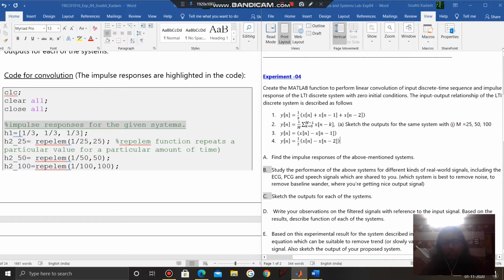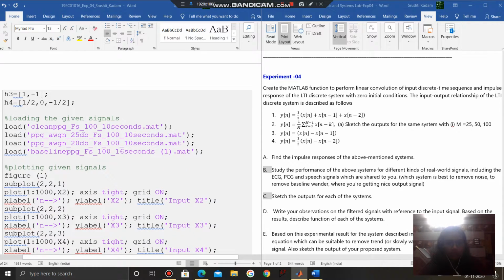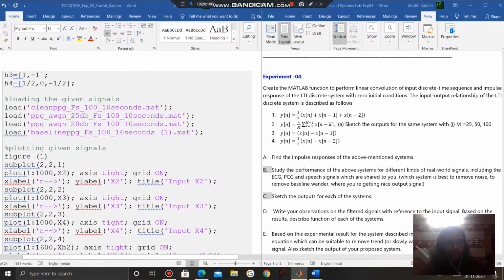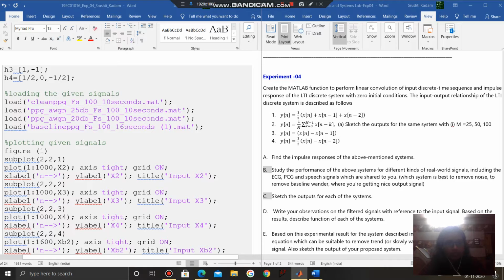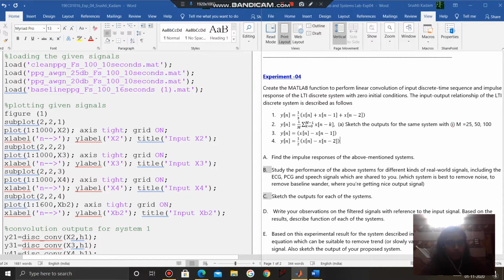So for any convolution, we need the impulse response for that particular system. For these four systems, my impulse responses are H1, H2, H3 and H4. Next, going into my code, I'm loading all the given four signals. These are the four signals that I was given, and I'm plotting all those four signals.